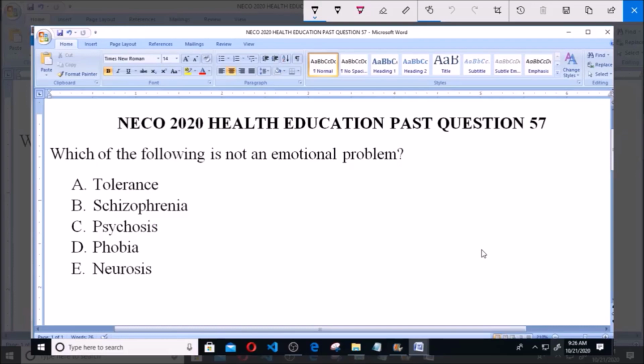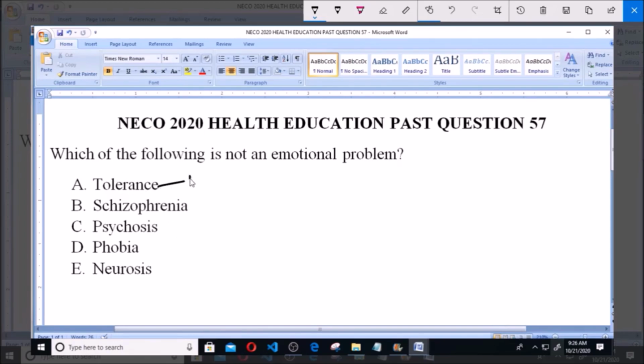Which of the following is not an emotional problem? A. Tolerance, B. Schizophrenia, C. Psychosis, D. Phobia, and E. Neurosis. I know many looking at this question can already ascertain our answer. But now I would like us to look at the meaning of each of these options. Although the answer is glaring already, let us look at the meaning of these options before we pick the answer. Now, option A here says tolerance.